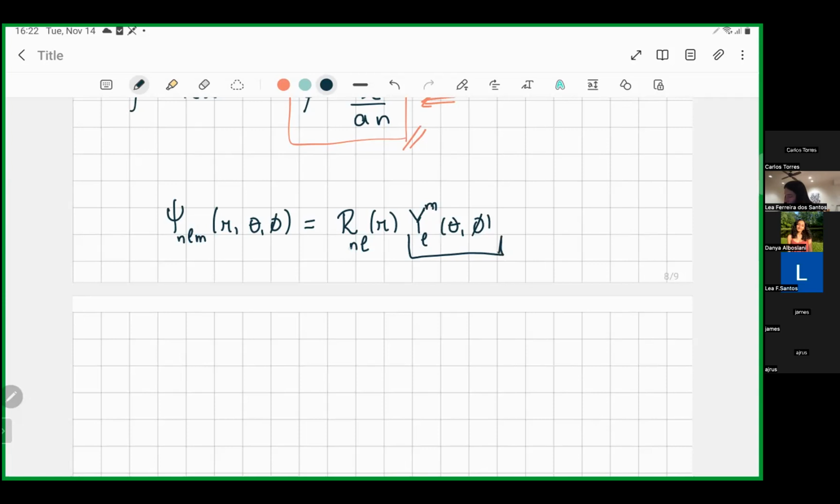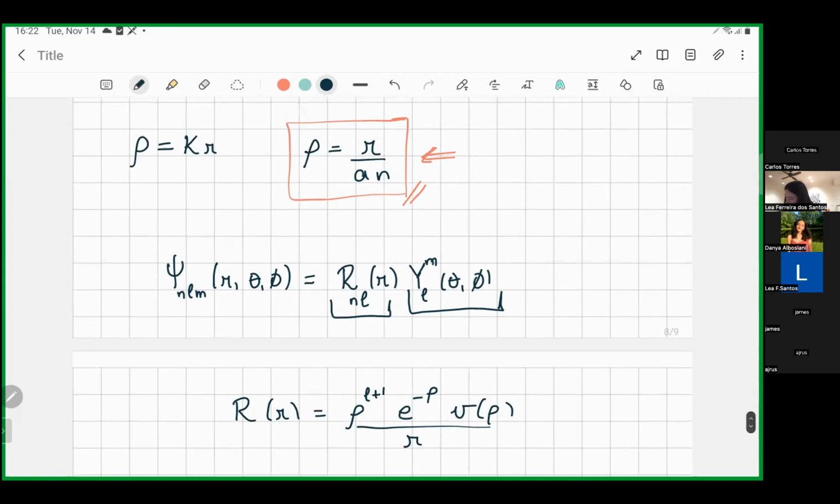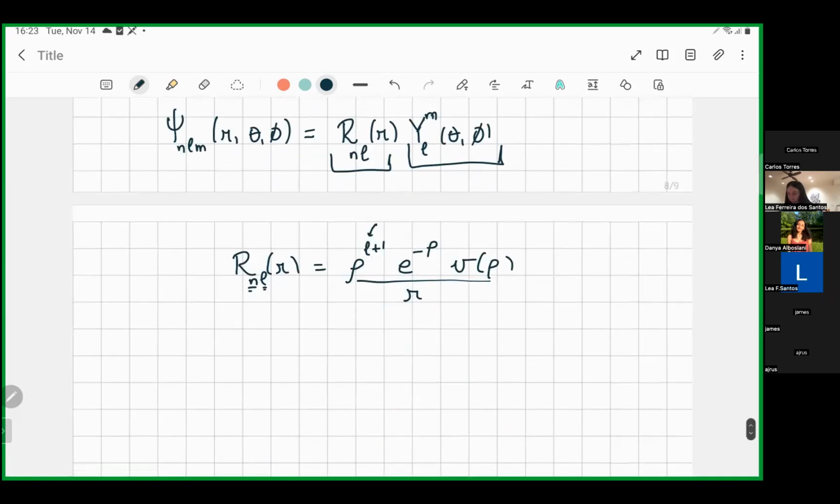This part we already know. This is the new one. Why does it depend on n and l? Because this solution is written as rho to the l plus 1, exponential of minus rho, times v of rho, divided by r. We just said rho depends on n. You see this equation here. Rho depends on n, so this solution depends on n. And you see an l here, so that's enough to tell us our solution depends on two indices, n and l. What are n and l?